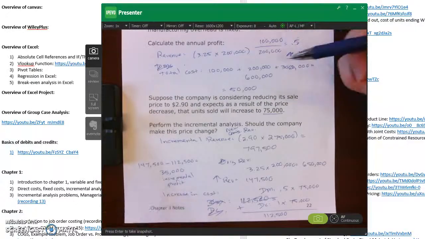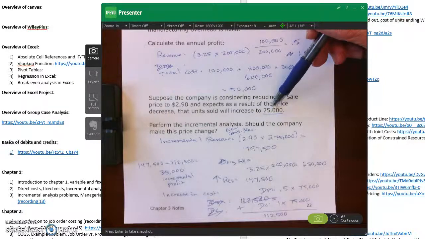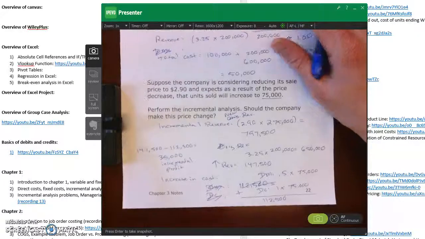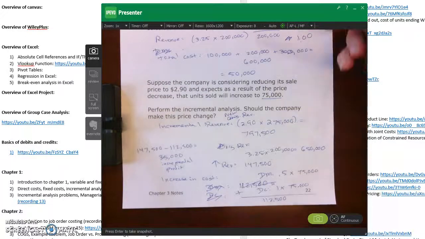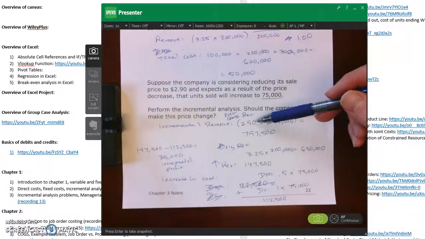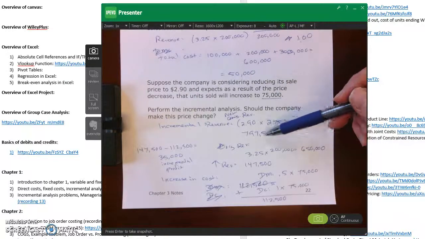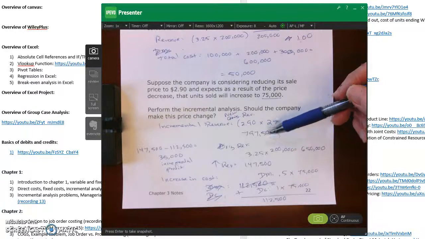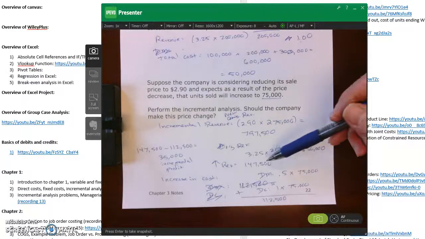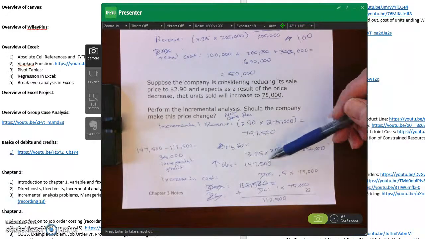And then we said, think about the company reducing its selling price, and then it sells more units. So what we actually have to do is figure out the original revenue by taking 325 times the 200 gives us 650, and then our new revenue, that's what I said up here, 290 times 275, and it's 275 because it says that the units sold will increase by 75,000. That gives us 797,500 minus the 650 gives us an increase in revenue, which is our incremental revenue of 147,500.